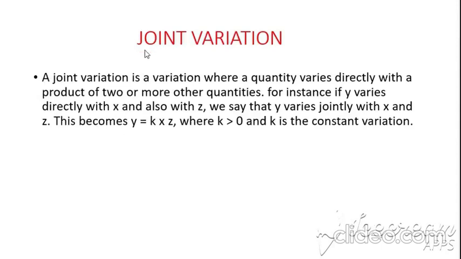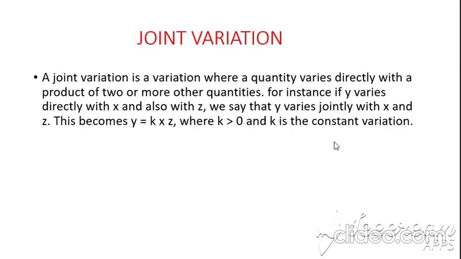Okay, now let's do joint variation. A joint variation is a variation where a quantity varies directly with a product of two or more other quantities. For instance, if y varies directly with x and also with z, we say that y varies jointly with x and z. This becomes y is equal to kxz, where k should be greater than 0 and k is a constant of variation.